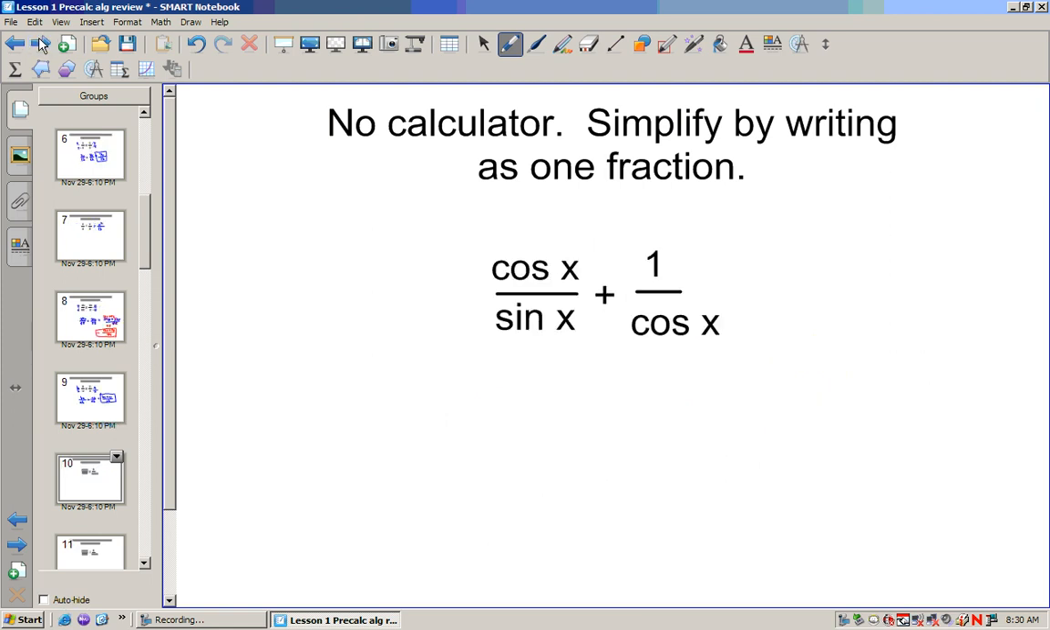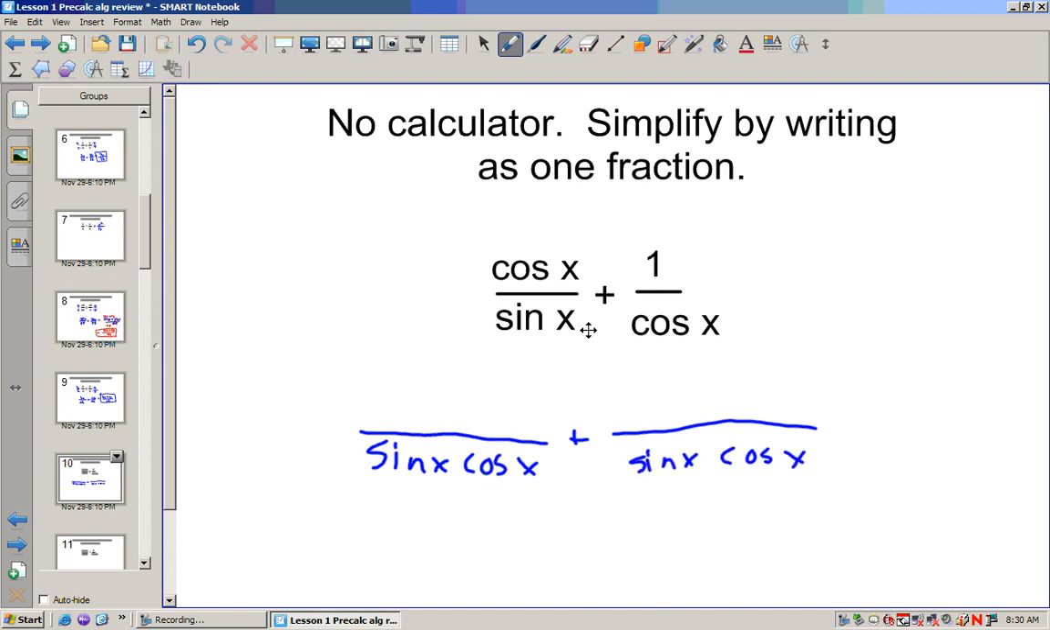Ooh, now we're getting into some trig. So let's see what we can do with this. Well, if we multiply the bottoms, our denominator is going to be sine x cosine x. And cosine x times cosine x is going to be cosine squared x.